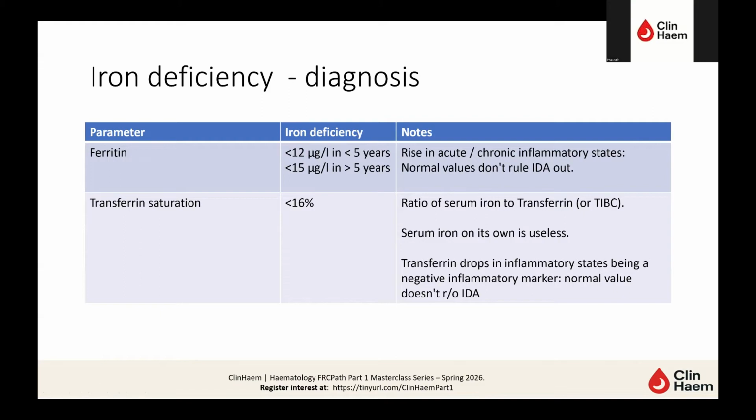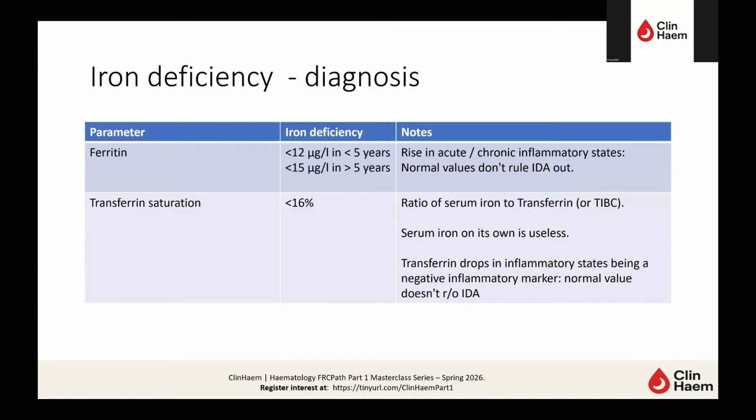So in a steady state, if a ferritin is low, that is iron deficiency anemia, nothing else. And the guidelines will give you a cutoff. In the UK, this is what we use. So less than 15 in more than 5 years of age, or less than 12 micrograms per liter in under 5. But again, the problem of so many tests to diagnose the same thing, because each test will have its caveats.